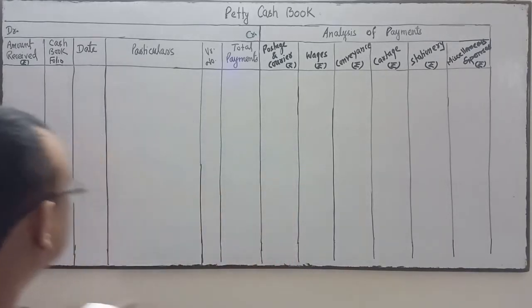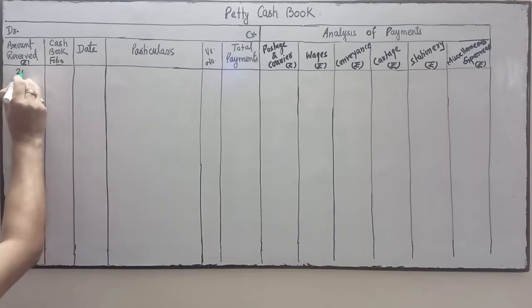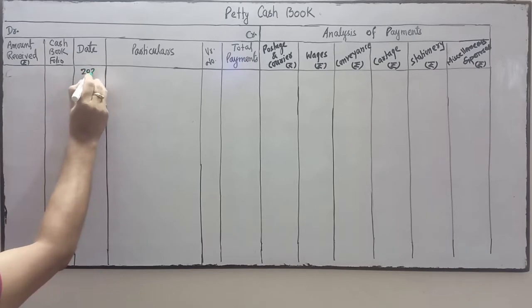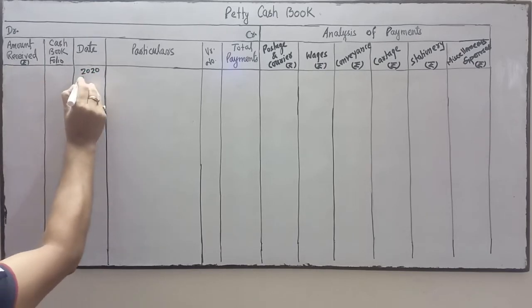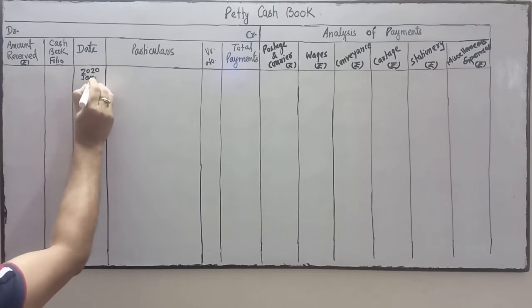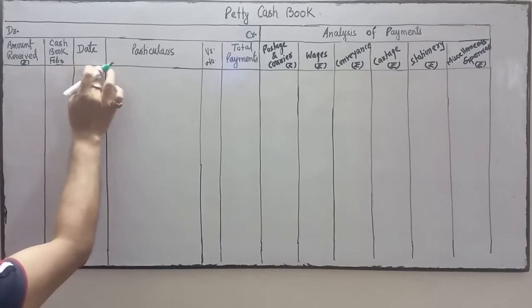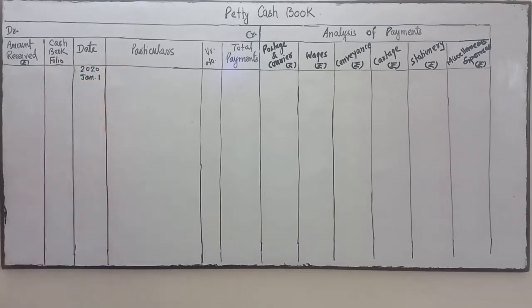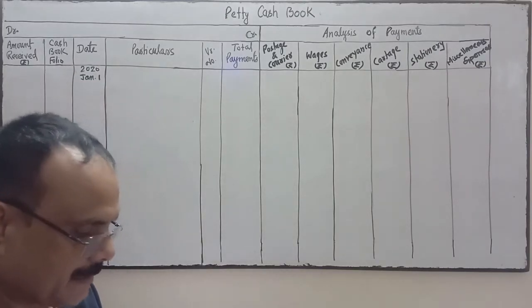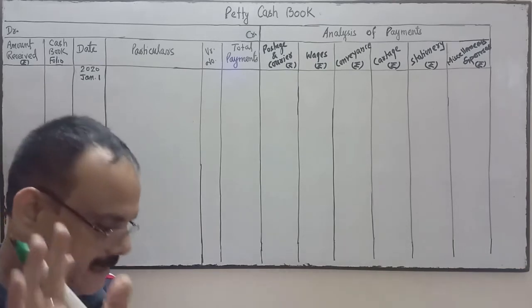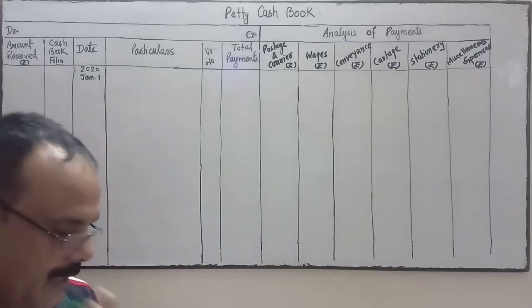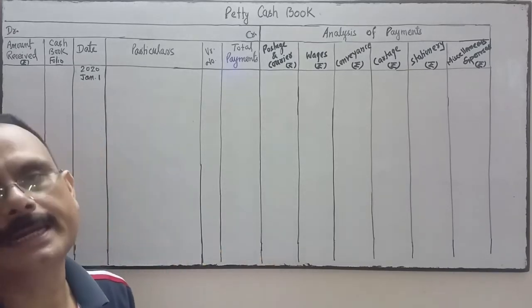January 1st, 2020, in the date column. On January 1st, the petty cashier is given a monthly imprest amount of 10,000. He spent 9,200 last month and got the balance from the head cashier.